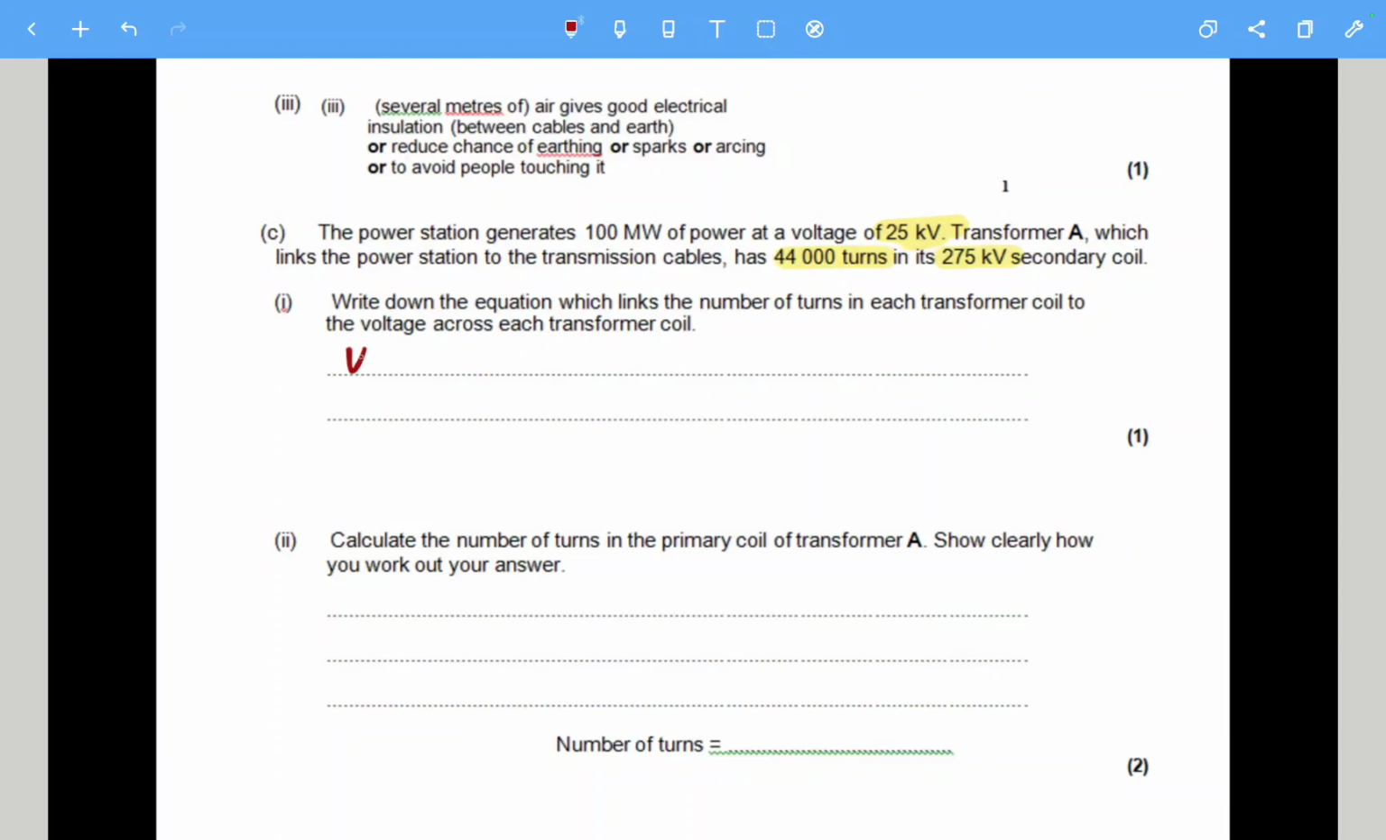So I'll write down the equation. Voltage primary divided by voltage secondary equals number of turns on the primary divided by number of turns on the secondary. Calculate the number of turns in the primary coil. Well, we don't have to flip it for once. We just need to get rid of the divide by Ns, so we're going to times by Ns on the other side. So voltage primary times number of turns on secondary divided by voltage secondary gives us the number of turns on the primary coil. So voltage primary is 25,000.